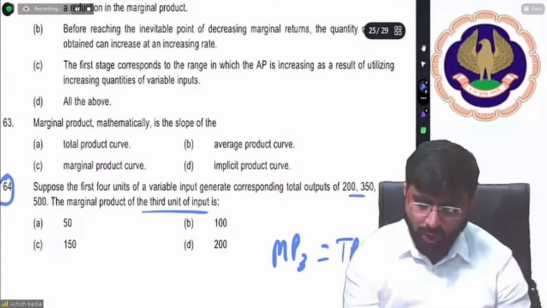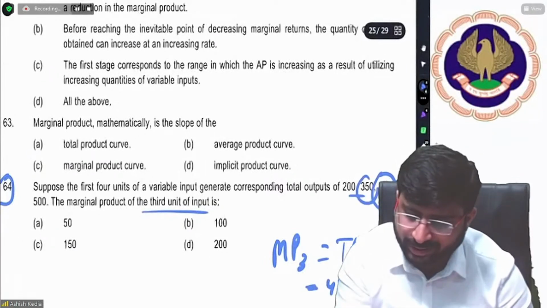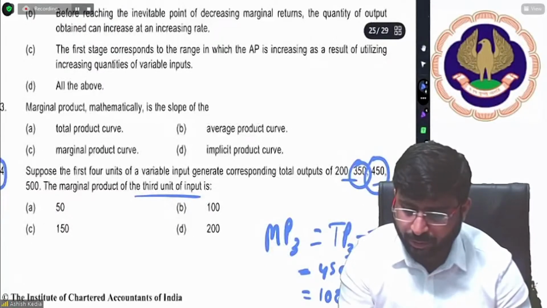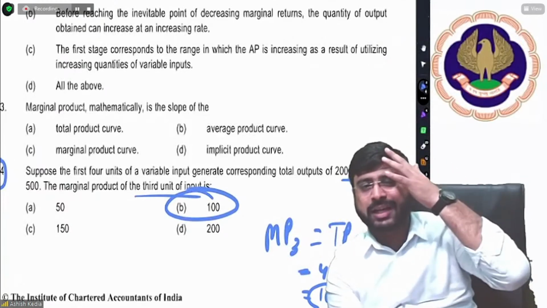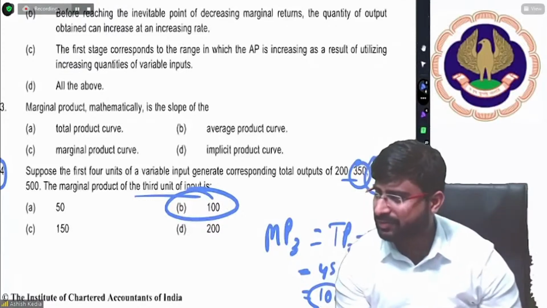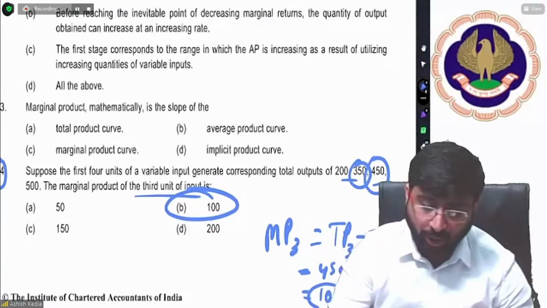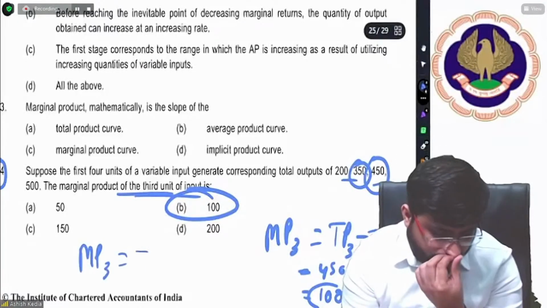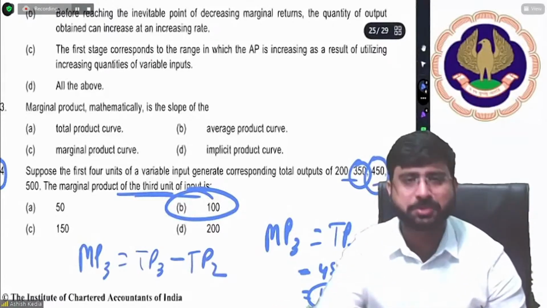So total product at 3 units level is 450. Total product at 2 units level is 350. So 450 minus 350 is 100, and therefore your answer is 100. That's fantastic and correct. Because they've asked for the third unit, you take total product up to the third unit and total product up to 2 units and subtract them.